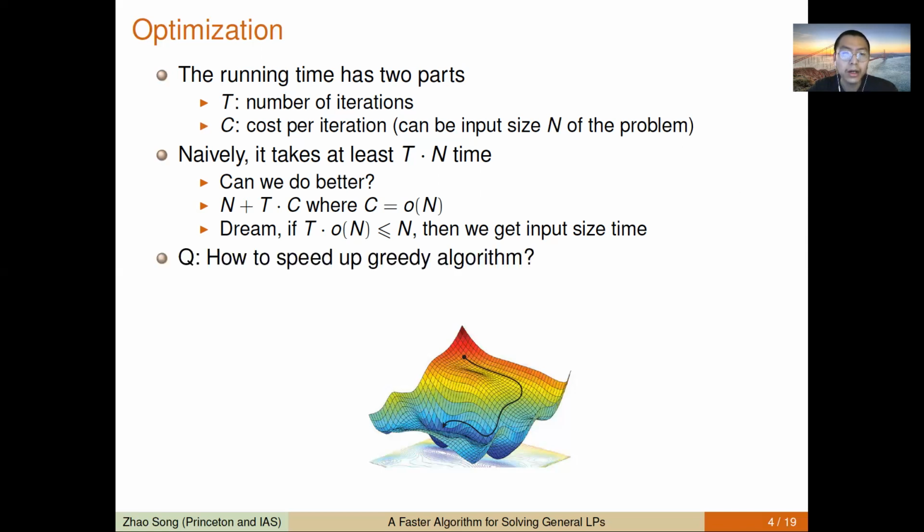Now the question is, how do we speed up such greedy algorithms in general? Over the last many decades, a lot of effort has been made to improve the number of iterations for such algorithms. In this talk, we will focus on a very different angle, which is trying to improve the cost per iteration of the algorithm.